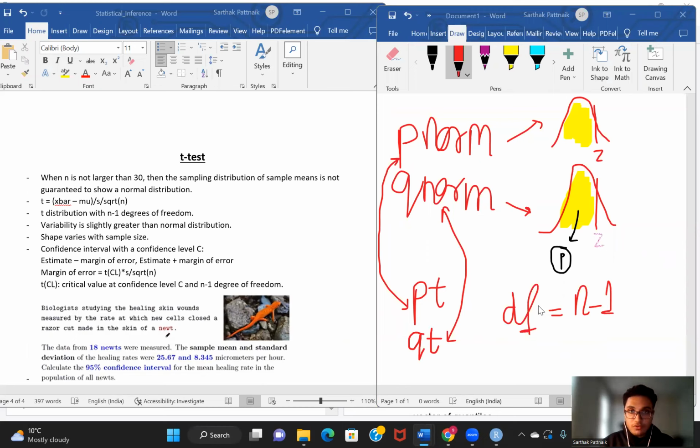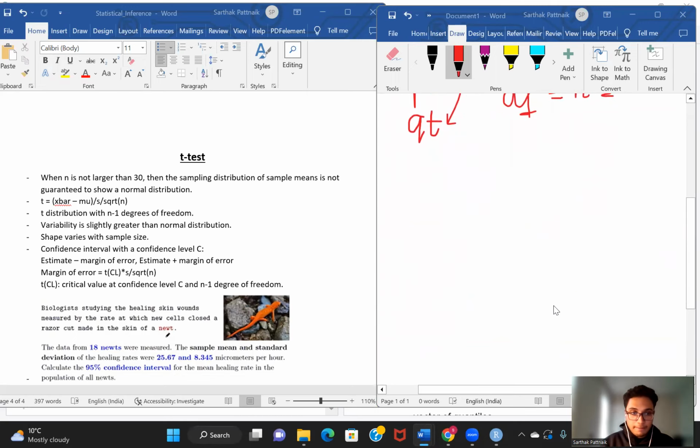let us go and solve one question based on whatever we have studied up until now. So the question says, biologists studying the healing skin wounds measured by the rate at which new cells closed a razor cut made in the skin of a newt. The data from 18 newts were measured. The sample mean and standard deviation of the healing rates were 25.67 and 8.345 micrometers per hour. Calculate the 95% confidence interval for the mean healing rate in the population of all newts.